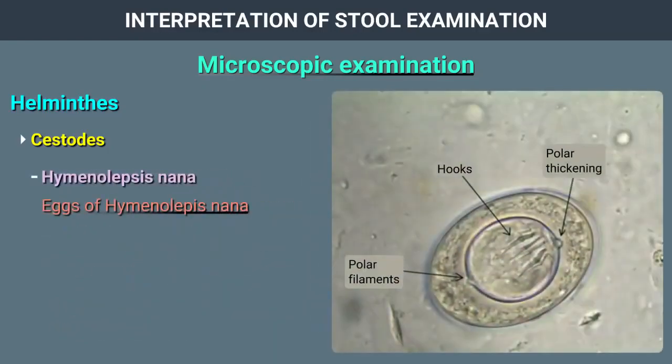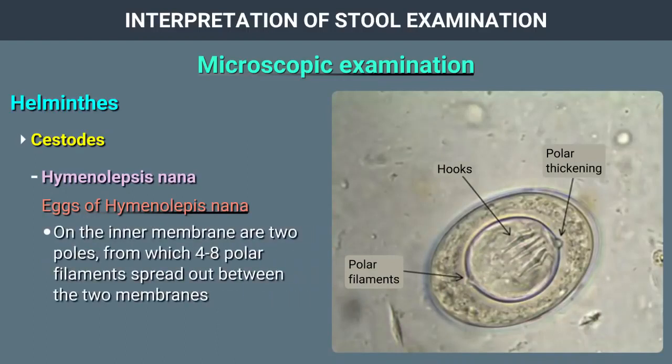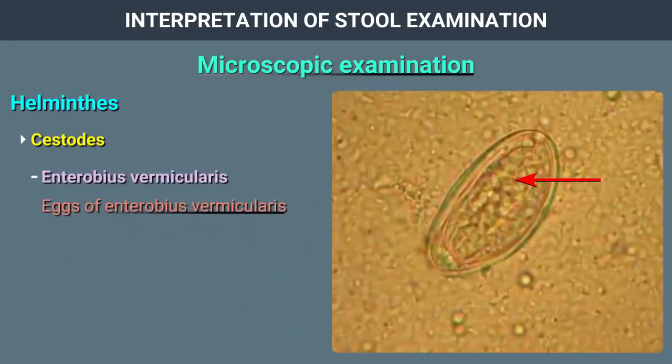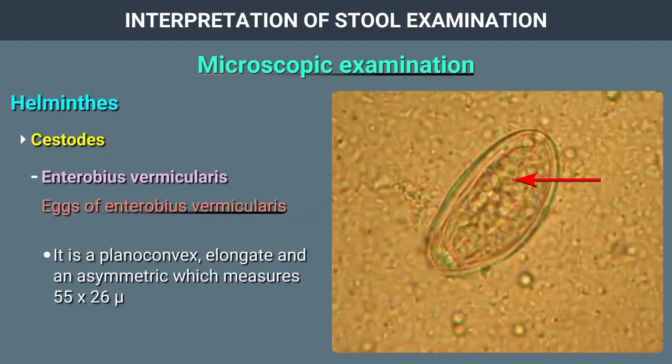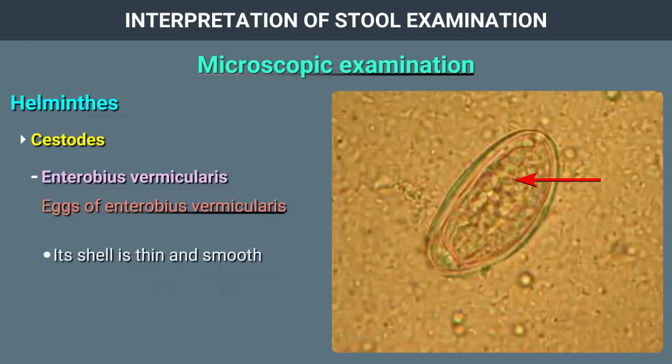H. nana. Eggs of H. nana are oval, measure 30 to 50 microns. On the inner membrane are 2 poles from which 4 to 8 polar filaments spread out between the 2 membranes. The oncosphere has 6 hooks. Enterobius vermicularis. It is a plano-convex, elongate and asymmetric egg which measures 55 by 26 microns. Its shell is thin and smooth. Fully developed larvae are seen in the eggs.